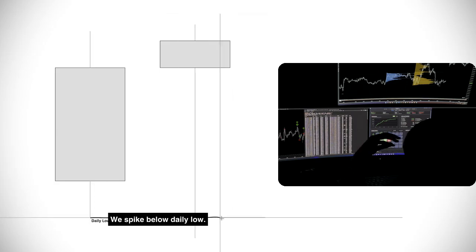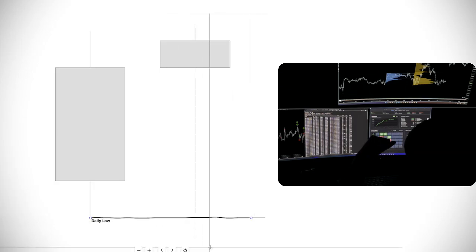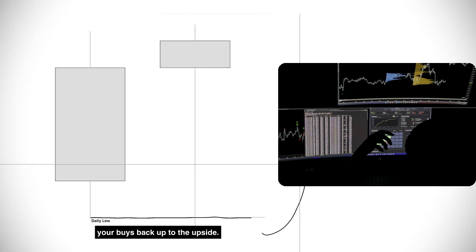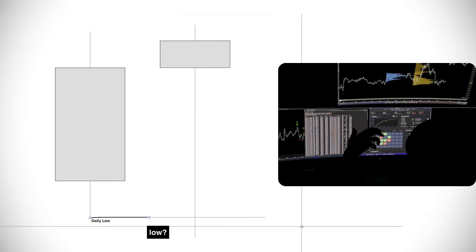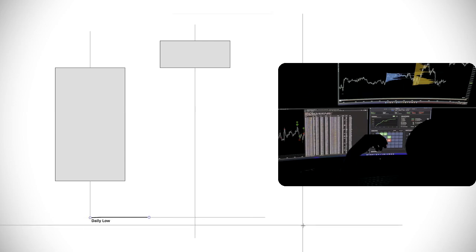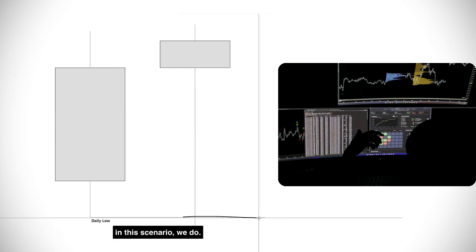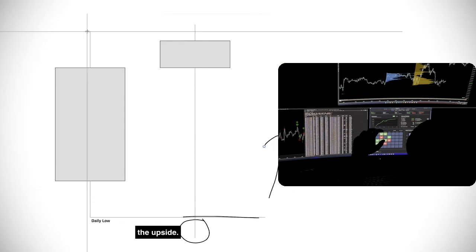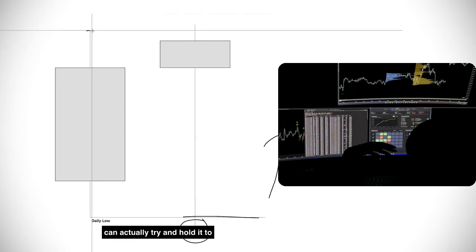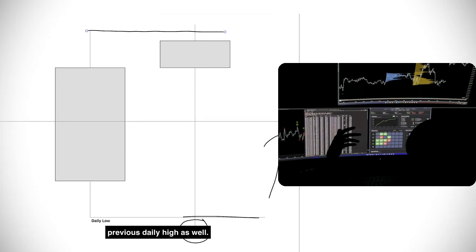We spike below daily low. There you go. That's your signal. Now you want to start looking for your buys back up to the upside. I know there's probably some questions: what if we don't run the daily low? Simple. We don't trade. Now, if we do trade below it, in this scenario, we do. Again, you want to start looking for those long positions back up to the upside. And eventually, for the most part, you can actually try and hold it to previous daily high as well.